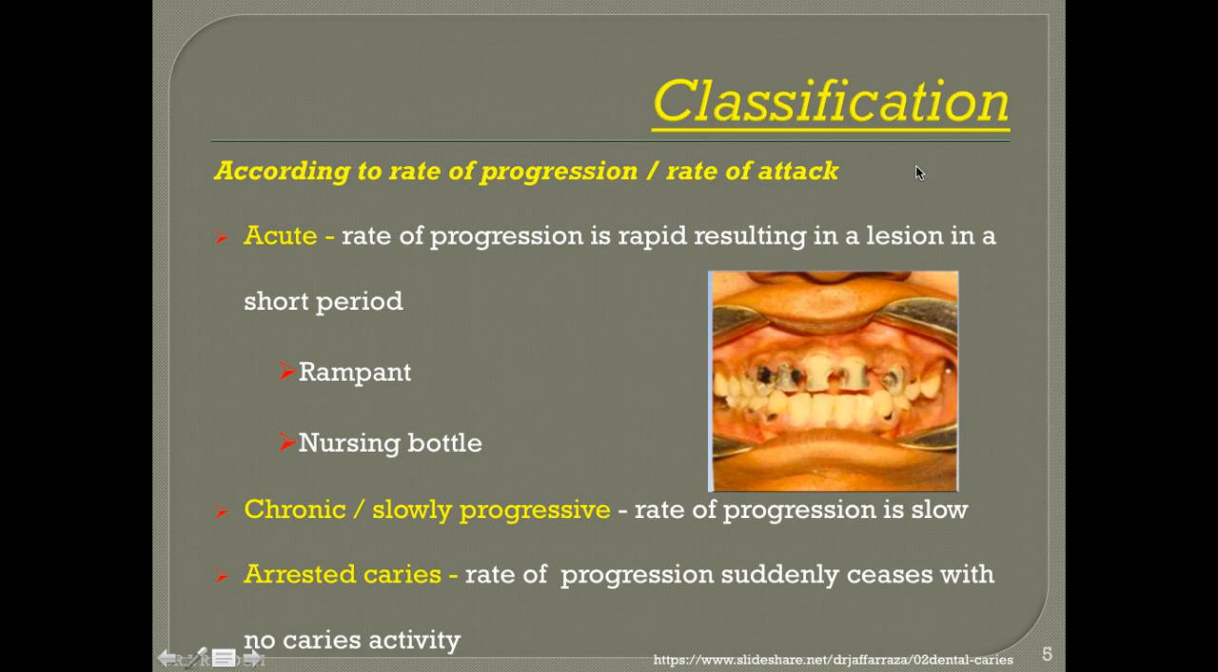Then according to the rate of progression or rate of attack, we have acute caries, wherein the progression is rapid, which results in a lesion in a short period. Examples are rampant and nursing bottle caries. As you can see in the picture, many teeth are involved and it occurs in a short time. And then you have the chronic or slowly progressive caries, wherein the rate of progression is slow, and arrested caries, wherein the rate of progression suddenly stops or ceases with no caries activity further occurring. That is called arrested caries.